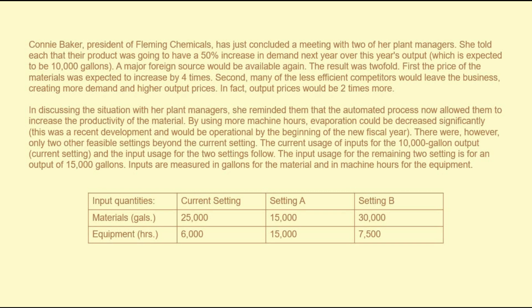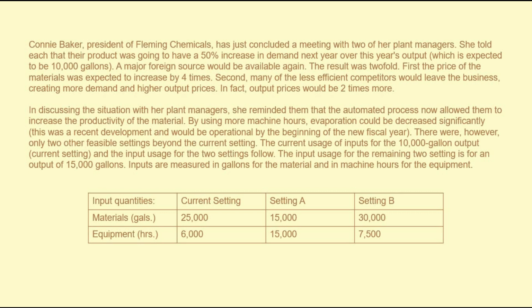In discussing the situation with her plant managers, she reminded them that the automated process now allowed them to increase the productivity of the material. By using more machine hours, evaporation could be decreased significantly. This was a recent development and would be operational by the beginning of the new fiscal year. There were, however, only 2 other feasible settings beyond the current setting.